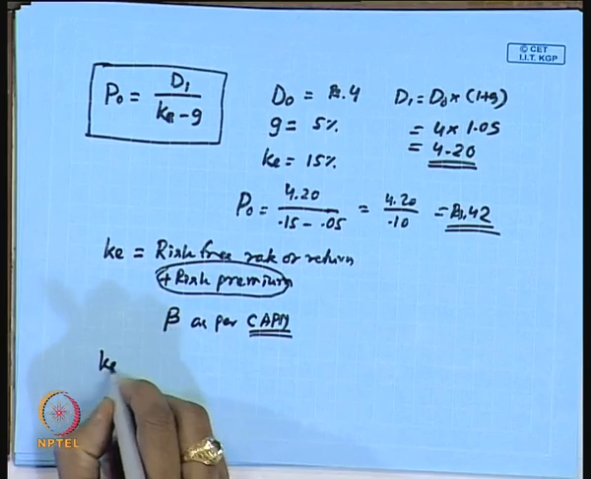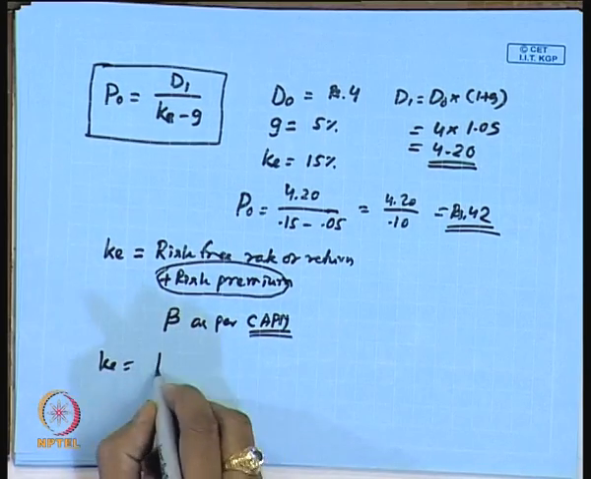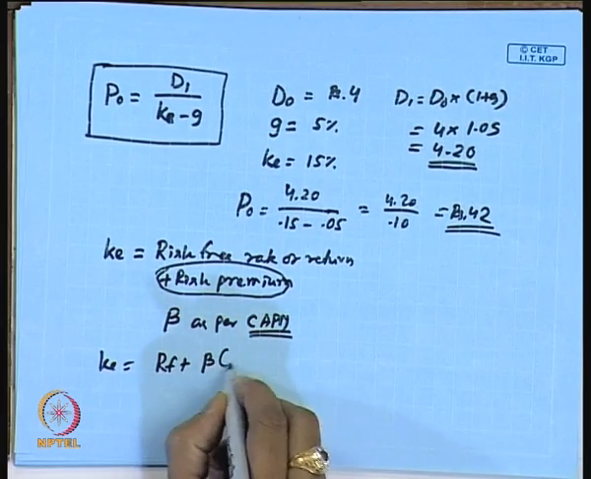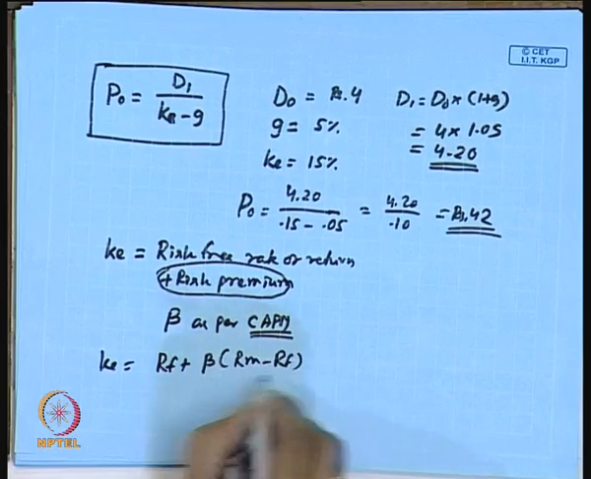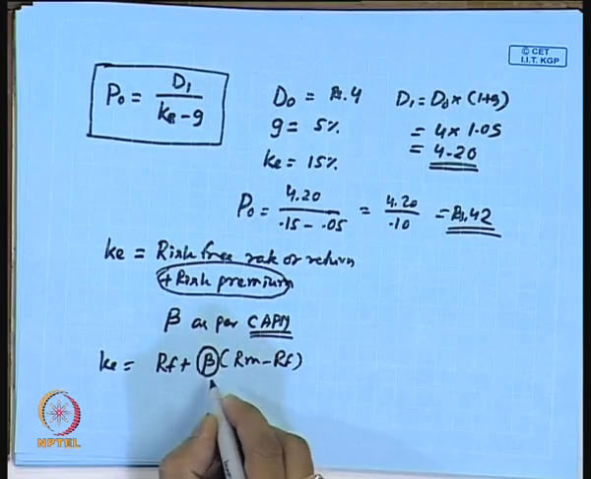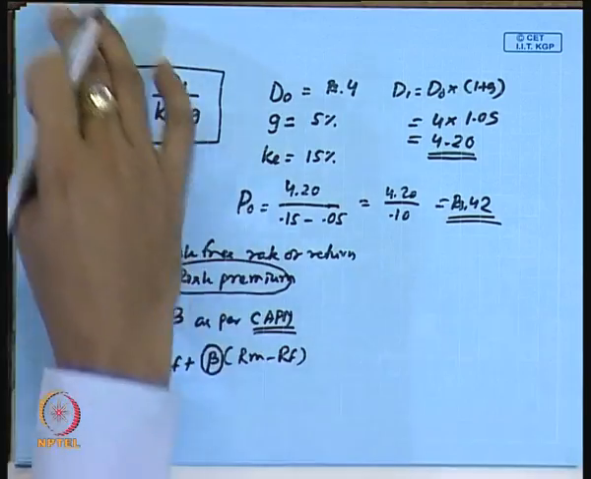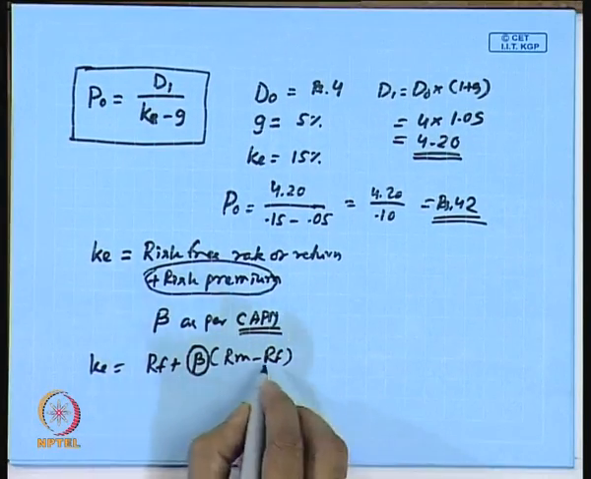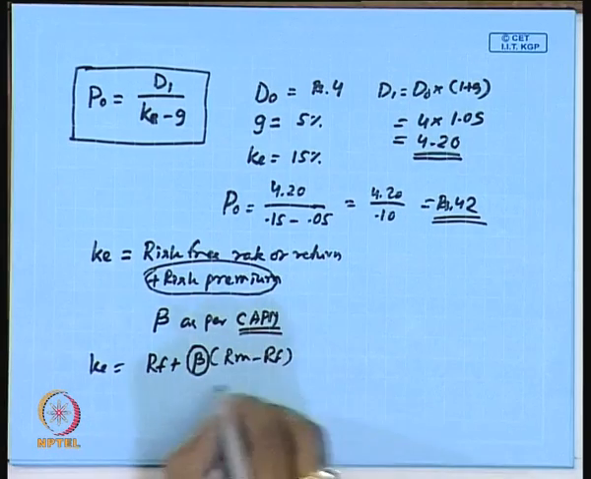So, the cost of equity we have by the formula CAPM: Ke is Rf plus beta into Rm minus Rf. Beta is taking care of the risk; the higher the beta, the higher the risk, and higher risk means a higher reward for the investor. In a way, it is taking care of the risk.